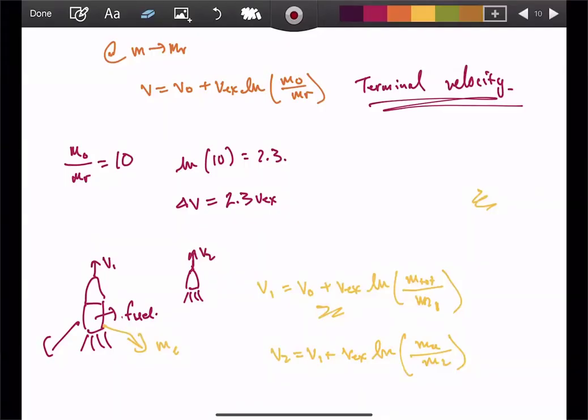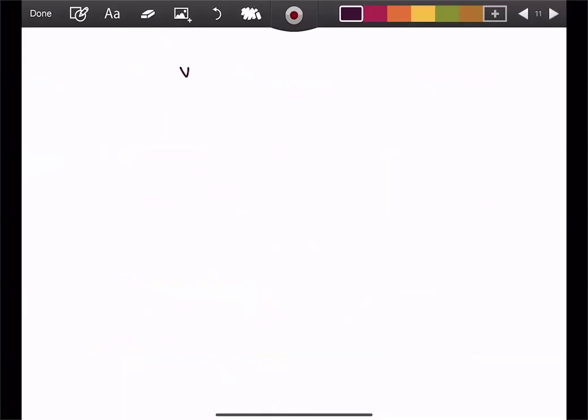Substituting this into here, what we finally get is that the final velocity becomes equal to the initial velocity plus the expulsion velocity times the natural log of, well, we have a natural log plus a natural log. Remember, the sum of natural logs is the same thing as the natural log of the product of the insides. So this is going to be equal to the total mass divided by the two masses. And if I had another stage, I would just end up with another ratio on the inside.